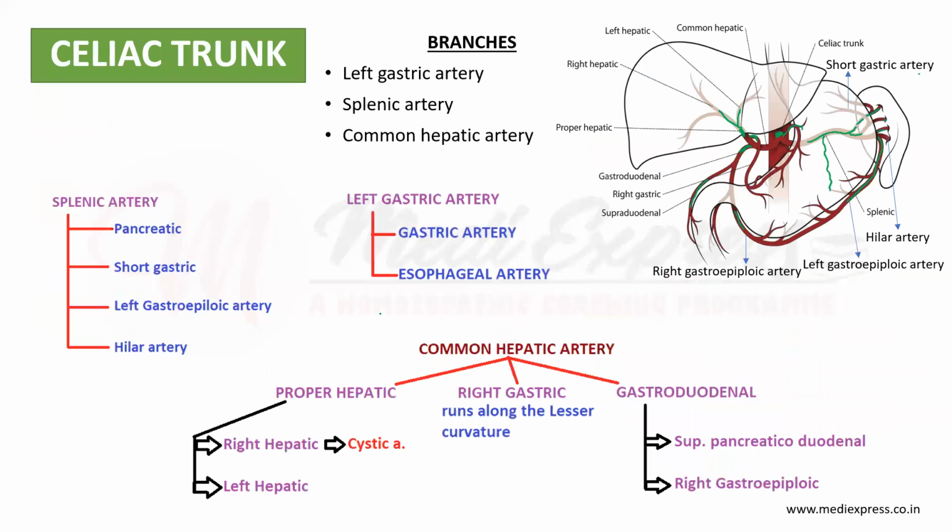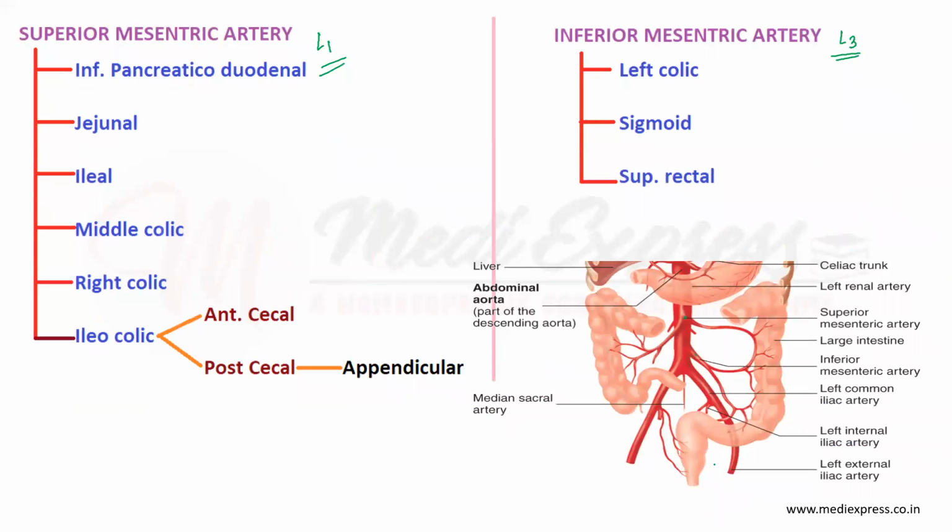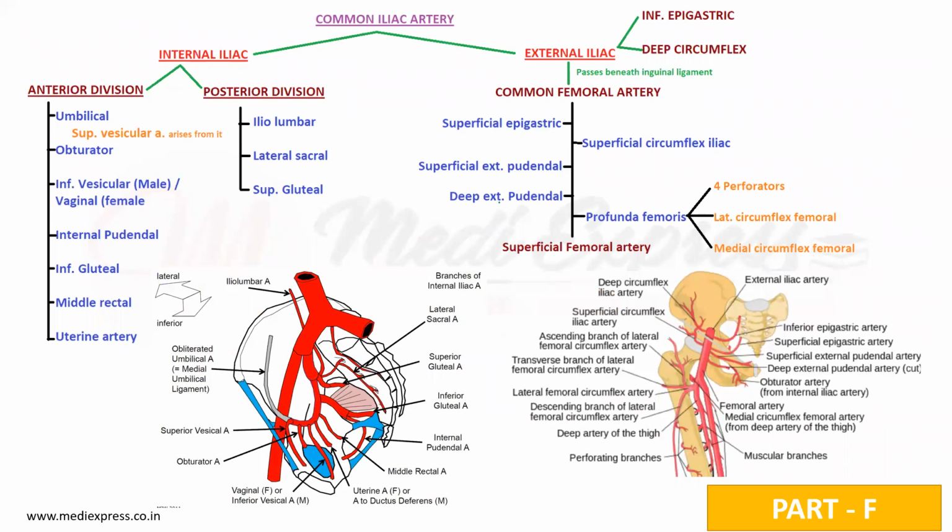Now, over here, you can see the picture. At the level of L4, the abdominal aorta will become the common iliac artery, which will again divide into a left common iliac artery and a right common iliac artery. So, the same thing goes over here. The common iliac artery divides into the internal iliac artery and we have the external iliac artery.